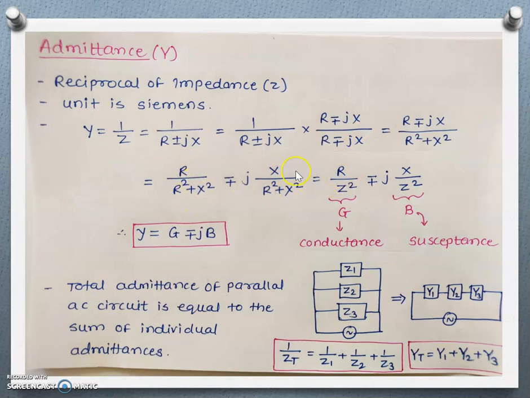This is the real part and this is the imaginary part. R square plus X square is nothing but Z square. So R upon Z square, this is known as G, that is conductance. X upon Z square, this is known as B, susceptance.